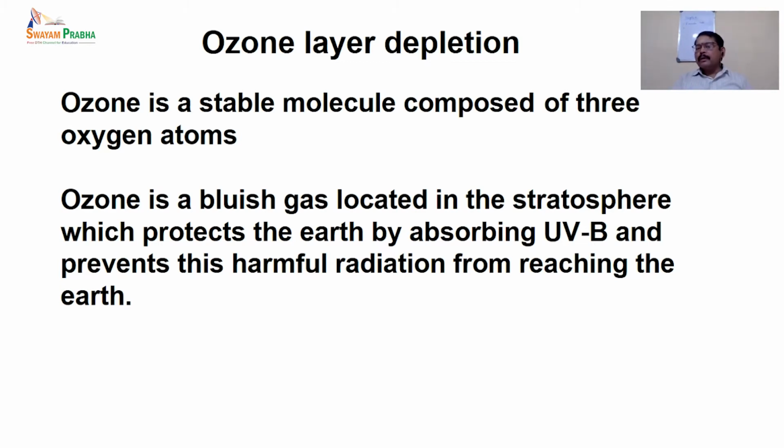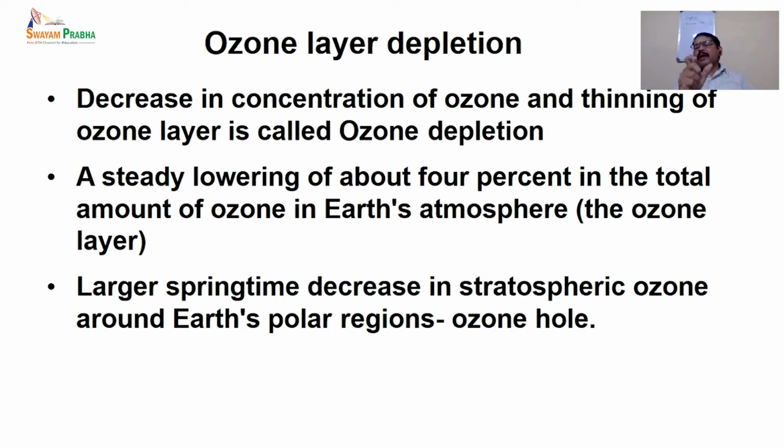So the ozone layer is gradually getting depleted. If the concentration of ozone is decreasing and the layer is getting thinner, it is called ozone depletion. Particularly in the Arctic region, the ozone concentration is decreasing.